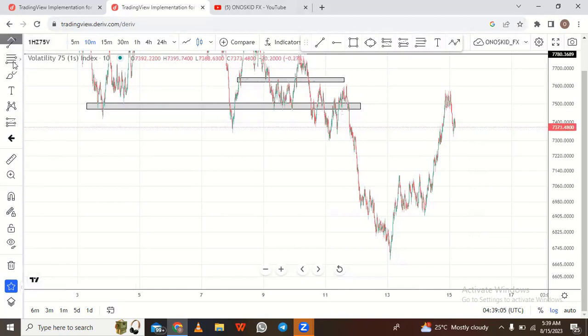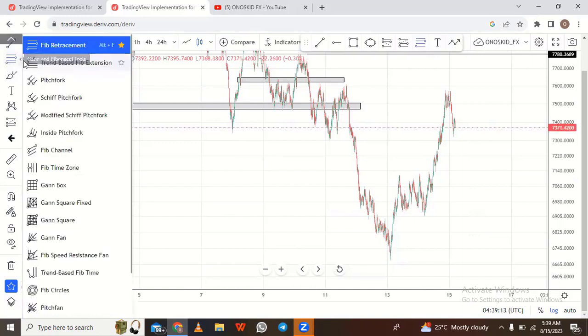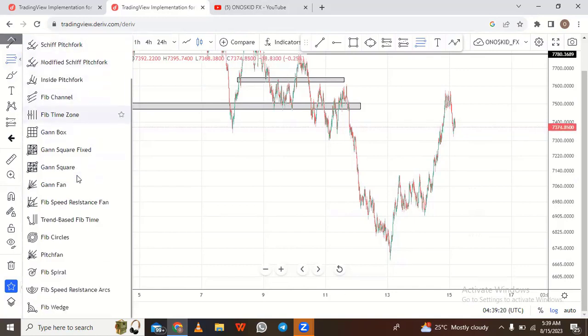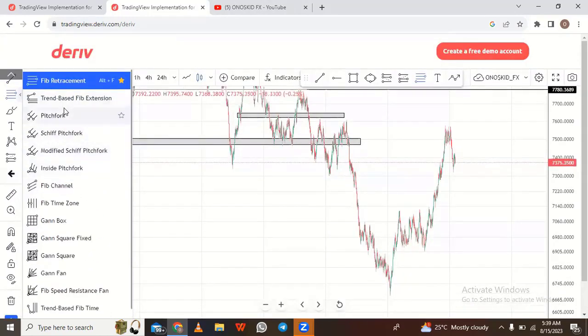This is the tool you use in drawing your trend line. When you come here, there's a lot of tools that you can actually use. This is Fibonacci retracement. I use Fibonacci sometimes. It's not all the tools that you'll be using. This trend-based Fib extension, I don't normally use it.